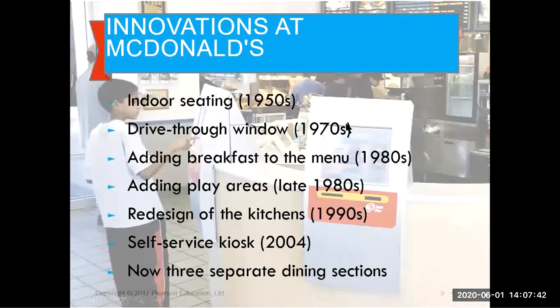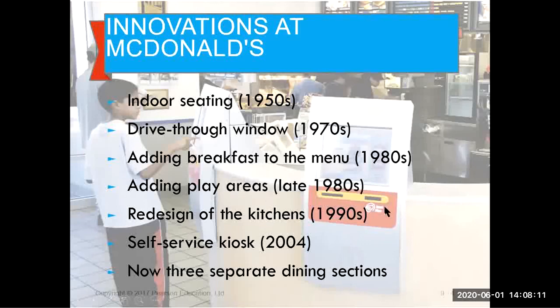Okay, so the example is McDonald's. McDonald's innovation: from the 1950s, they started introducing the indoor setting, and then from the 1970s, the drive-through window. In the 1980s, they added breakfast to the menu. Previously breakfast was not included, so starting from the 1980s, they introduced the breakfast menu.